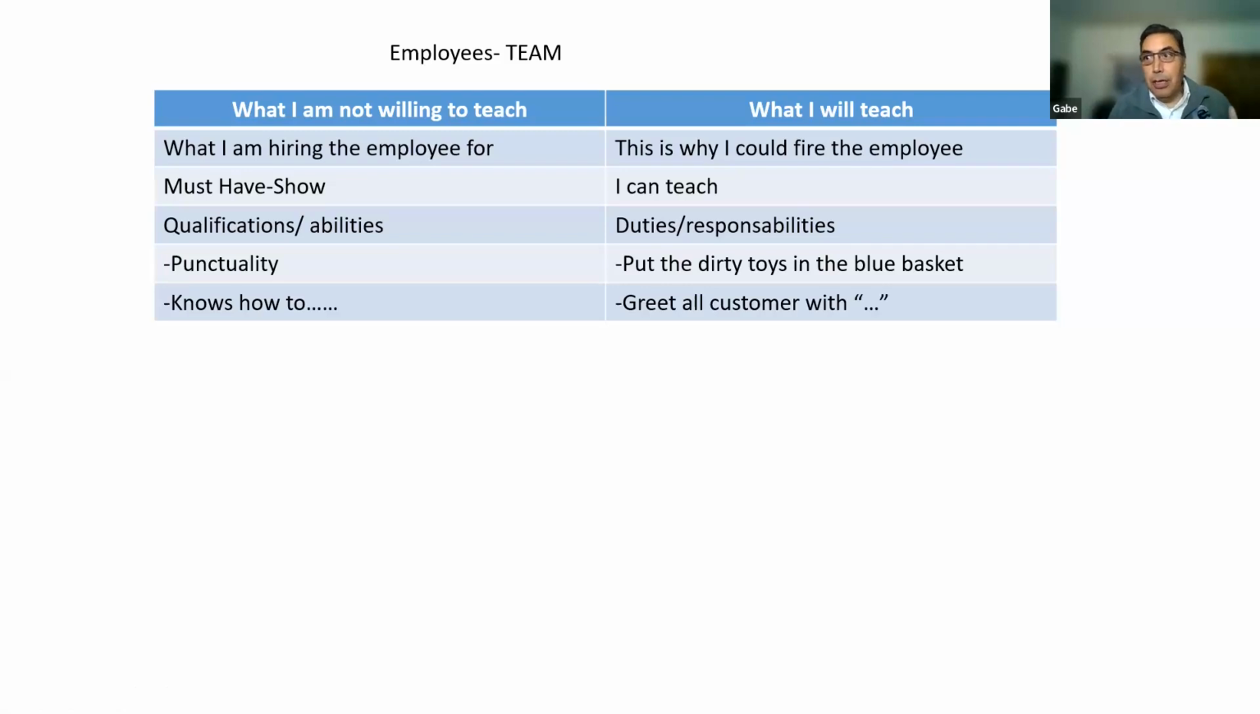I can show you my list. Sometimes I have 50 items that I need to make sure they know, that I'm not going to spend time teaching them. They need to know how to do things. Because if I'm going to start spending time teaching them something, at what time am I going to do my job?